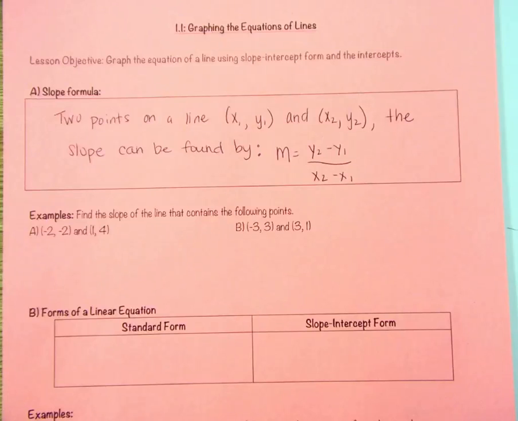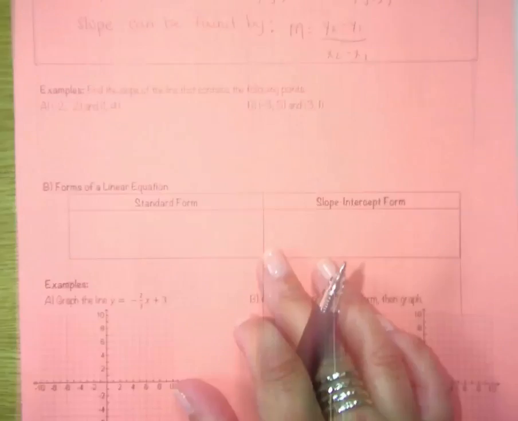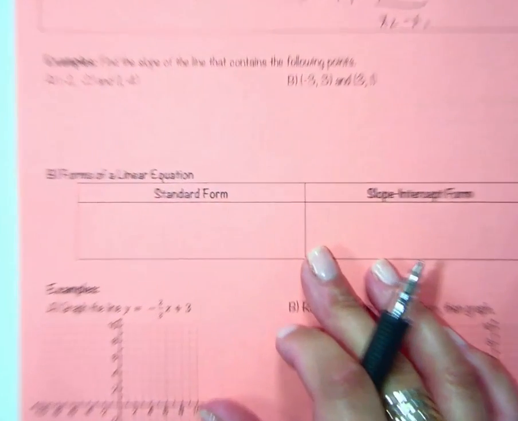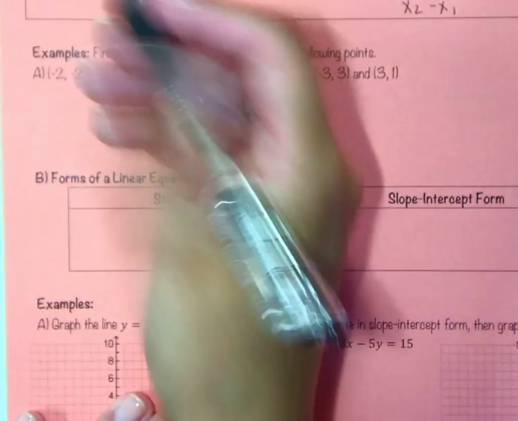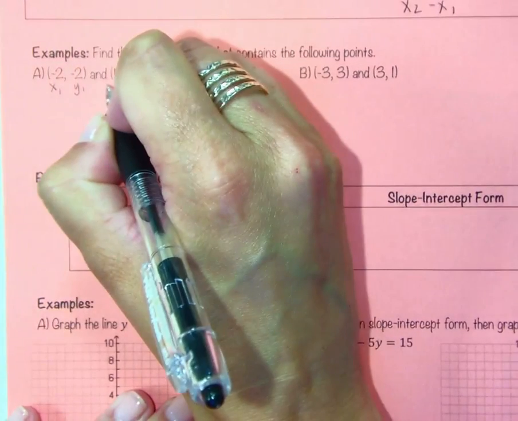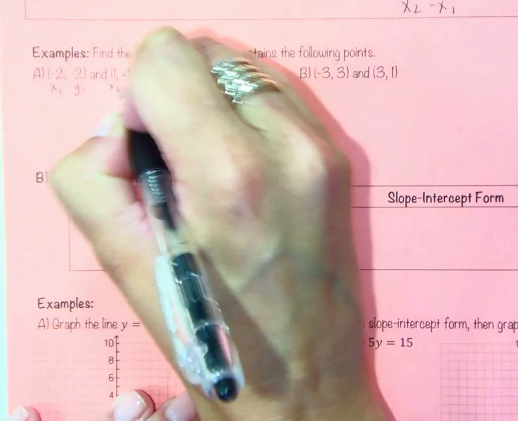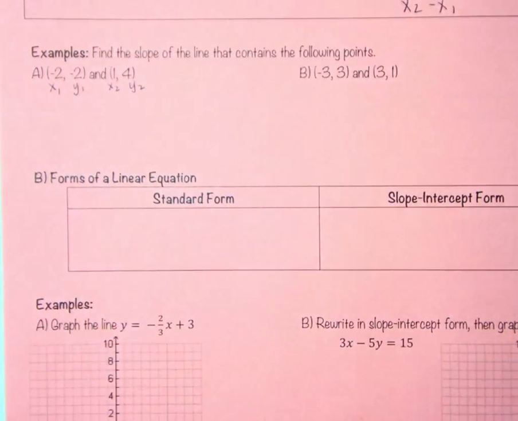We have a couple of examples to look at. Let's do the first one together. And just to kind of get us started back into this, let's go ahead and label our first ordered pair x1, y1 and our second ordered pair x2, y2. And that's just going to help us eliminate any silly mistakes of plugging numbers in the wrong place.